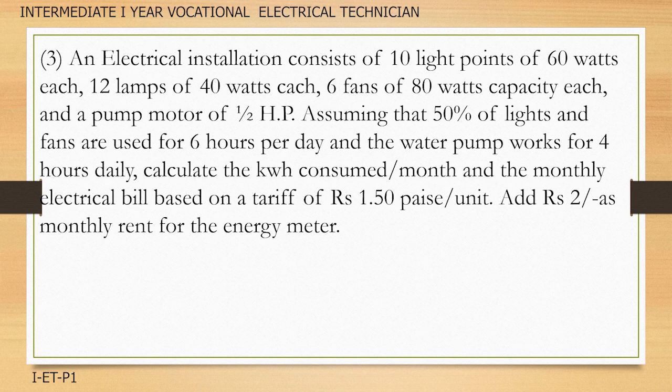Next, third problem. An electrical installation consists of 10 light points of 60 watts each, 12 lamps of 40 watts each, 6 fans of 40 watts capacity each, and a pump motor of 1/2 HP. Assuming that 50% of lights and fans are used for 6 hours per day and the water pump works for 4 hours per day, calculate the kWh consumed per month and the monthly electricity bill based on a tariff of 1.5 rupees per unit. Add 2 rupees as monthly rent for the energy meter.